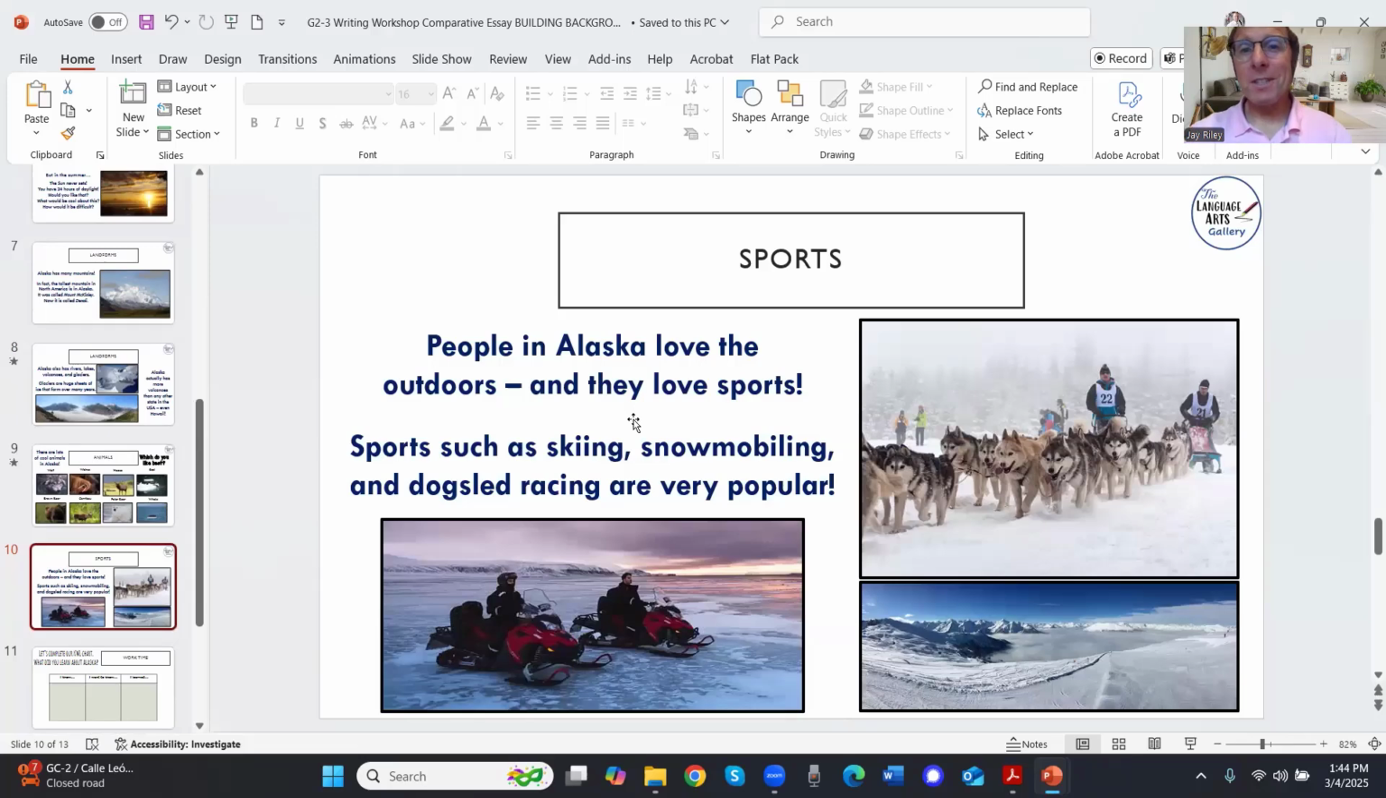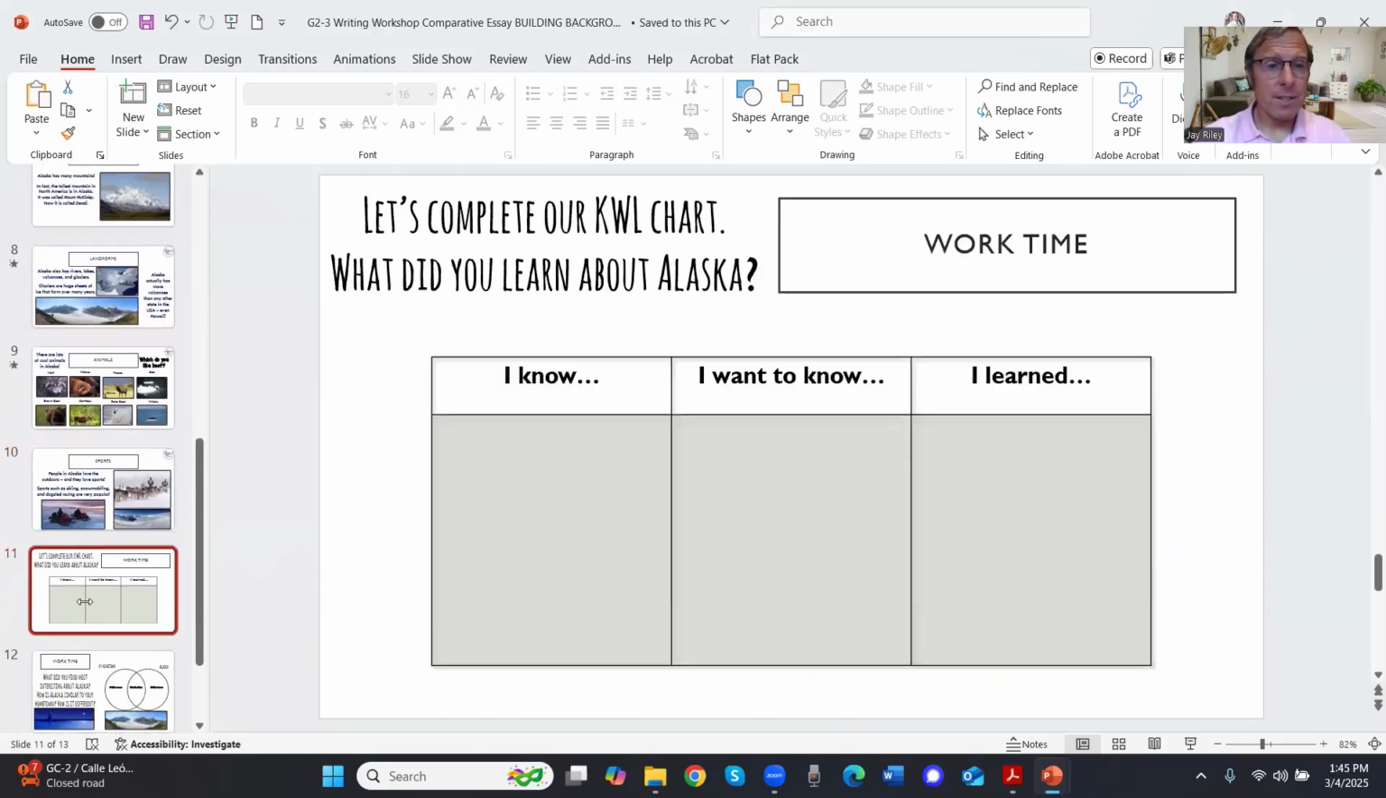And sports. Sports are really interesting and unique in Alaska. We've got things like skiing and snowboarding. They've got the Iditarod, which is the world famous dog sled race. So we touch on a lot of things that make Alaska a unique and special place. So if you haven't already taught this, this provides a really good background for the students.